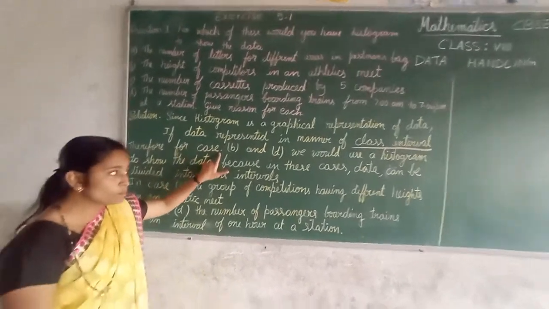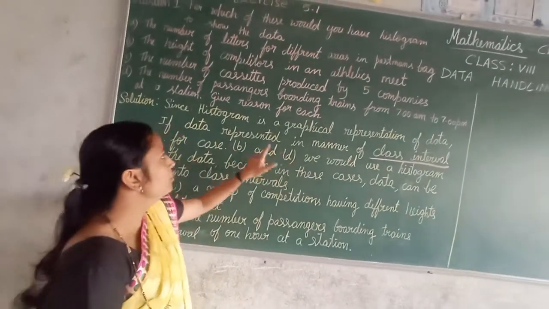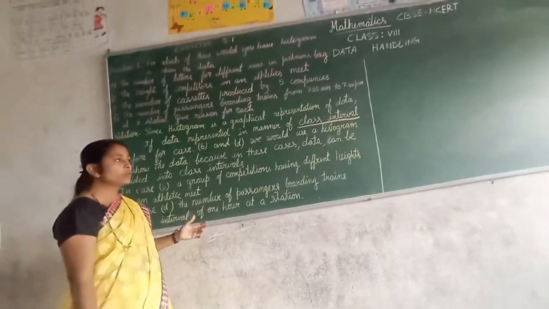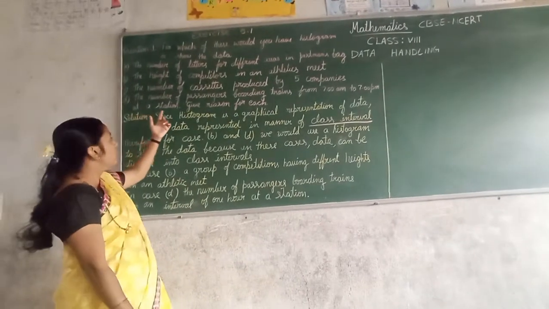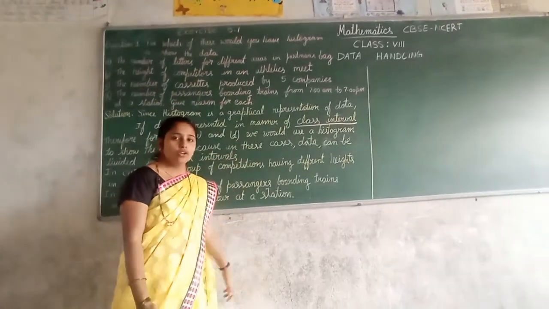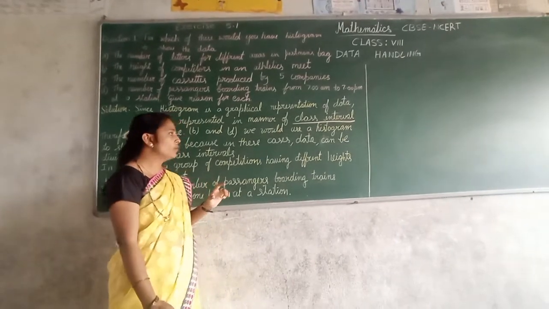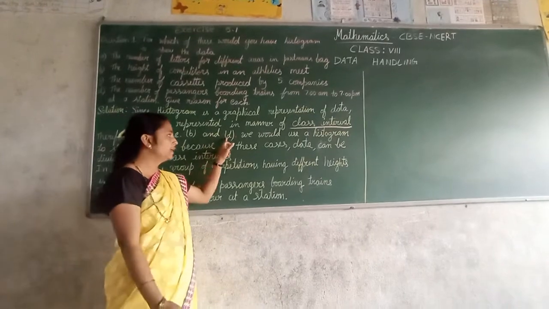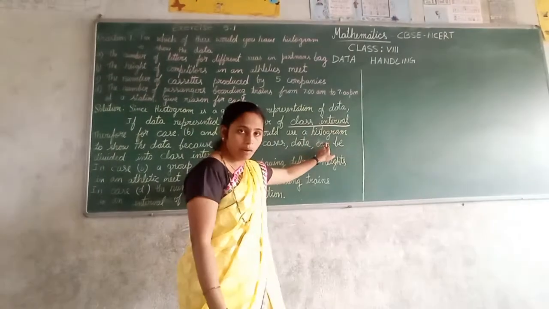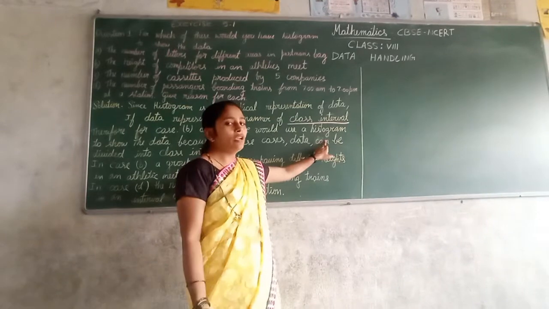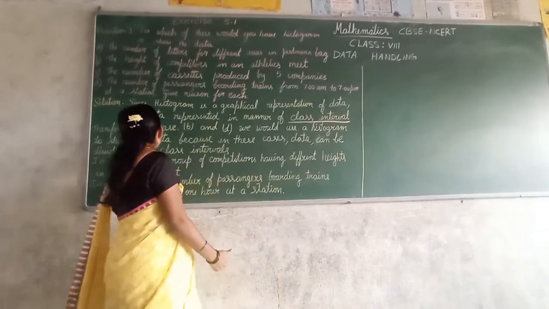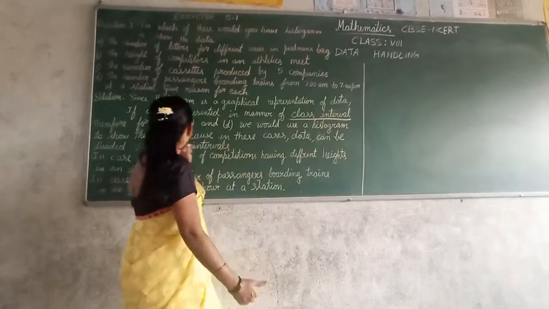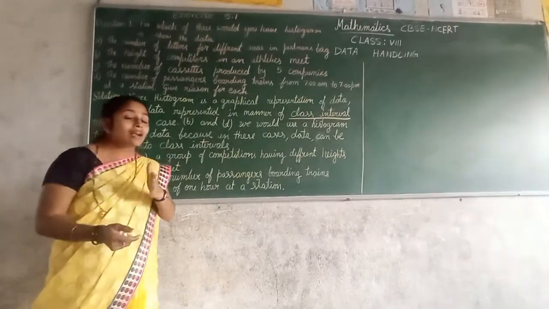Therefore, for case B and D, mainly D also, the passengers can be counted for each hour, so you can choose class intervals for that. Therefore, for cases B and D, we would use a histogram. To use a histogram, mainly we require class intervals, because in these cases the data can be divided into class intervals.